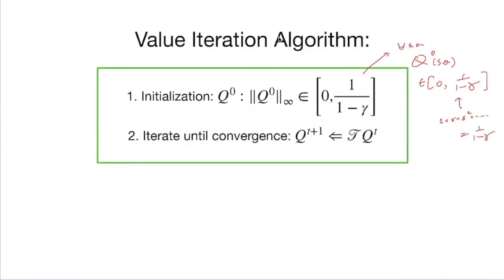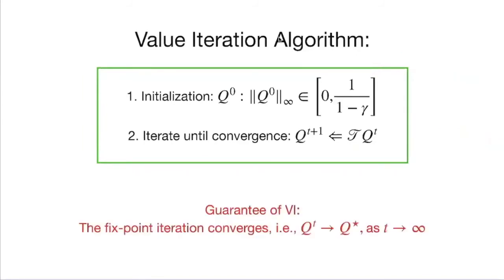Then we just apply our Bellman operator on this Qt. The algorithm is super simple. It's a one-line algorithm, or rather a two-line algorithm. And we can prove that this process will converge by proving that this operator T is a contraction map.